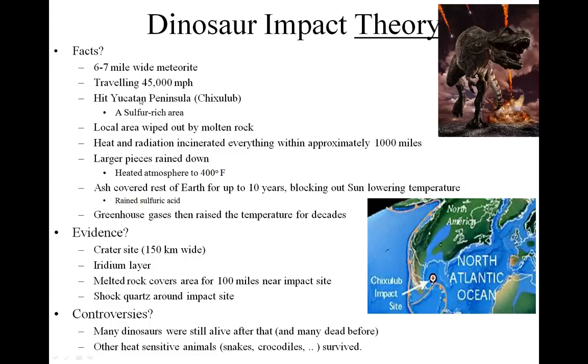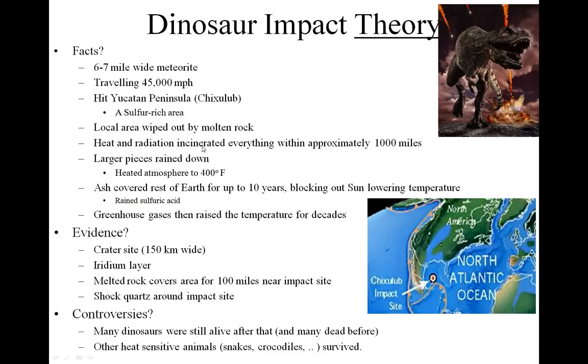You can see that we think, and again, I underline theory, this is what we think is right now, but it might not be. Okay? It might be a combination of this and some volcanoes that erupted on the Deccan Flats or some other places. So probably a combination of things, so definitely still a theory. And you can see how big it was, how fast we think it was traveling, where it hit Chicxulub, okay, in the Yucatan Peninsula, and you can see what happened.